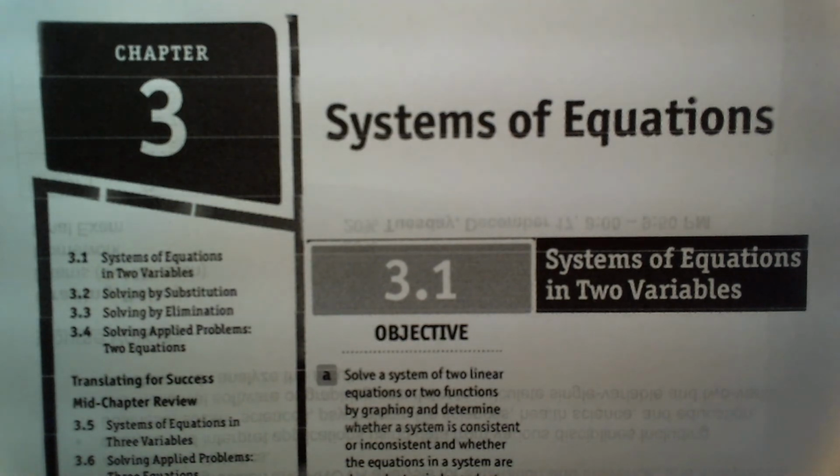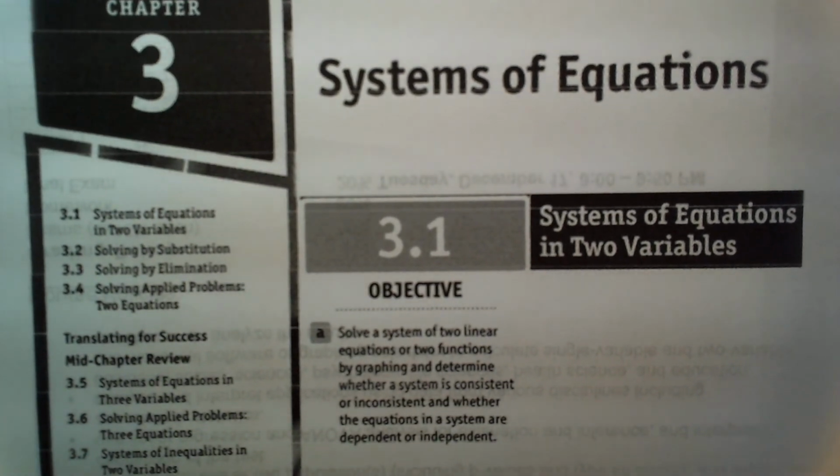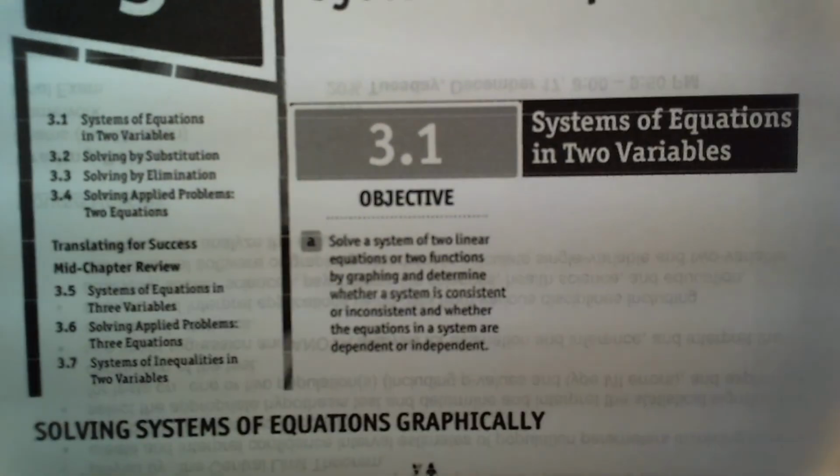So it begins with a simple objective here: to find the solution of systems of equations in 2 variables by graphing, and to determine whether a system is consistent or inconsistent, and whether the equations in the system are dependent or independent. So that's the objective of section 3.1. Let's begin by learning how to solve systems of equations graphically. That'll be the first step.